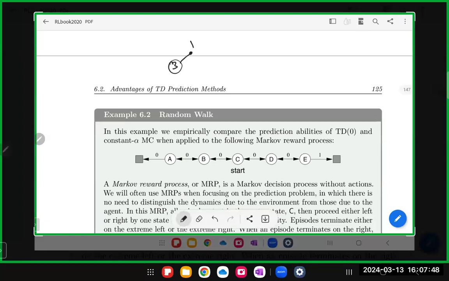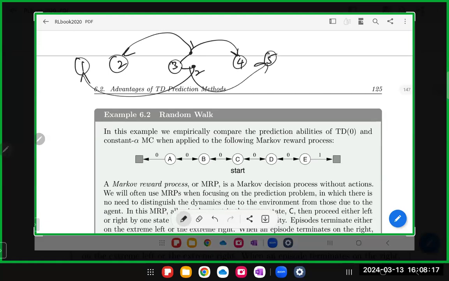If you bet 1 rupee, where will you go? If you bet 2 rupees, where will you go? If you bet 1 rupee, what is the next state possible? Either 4 or 2, right? You are betting 1 rupee out of your 3 rupees, so you will either go to 4 or 2. And if you bet 2 rupees, you will either go to 5 or 1, right? So here you have actions and transitions also, but if you fix some policy, this diagram will boil down to some Markov chain, right?